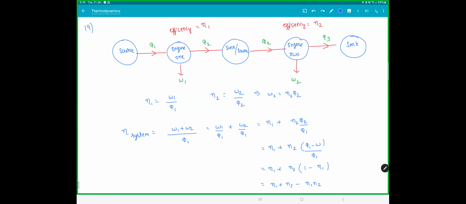Did you observe how the answer is looking like? It looks like this, a Venn diagram. If this is eta 1 and this is eta 2, what is the area of this? The area of this Venn diagram will be eta 1 plus eta 2 minus the intersection, no? Which is eta 1, eta 2.